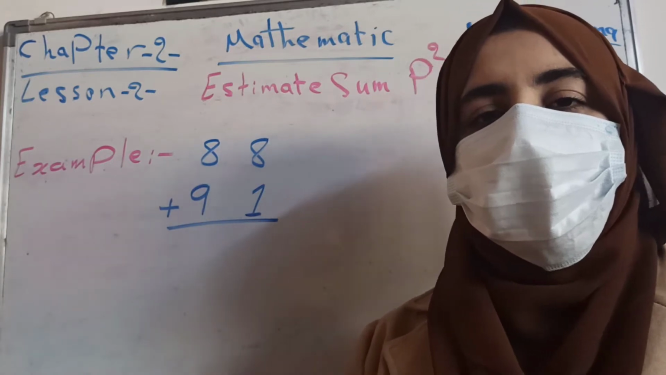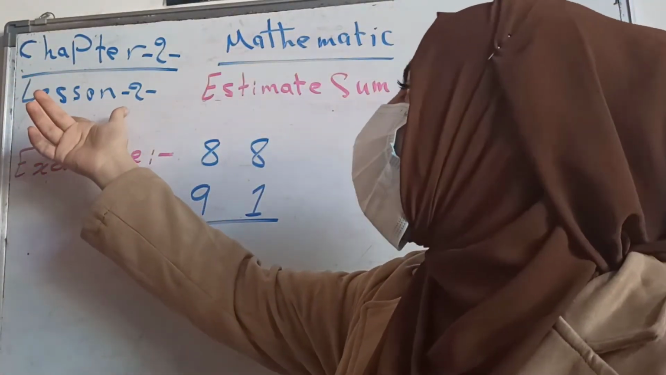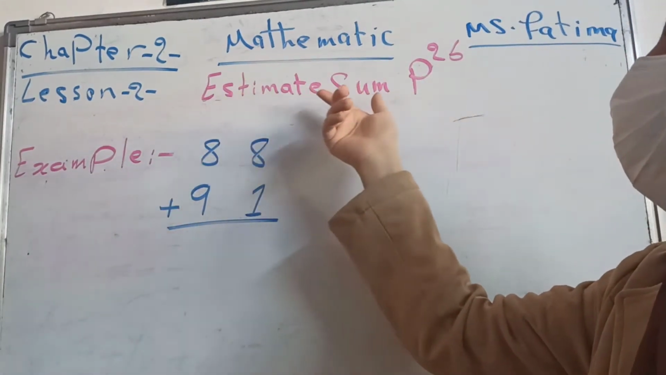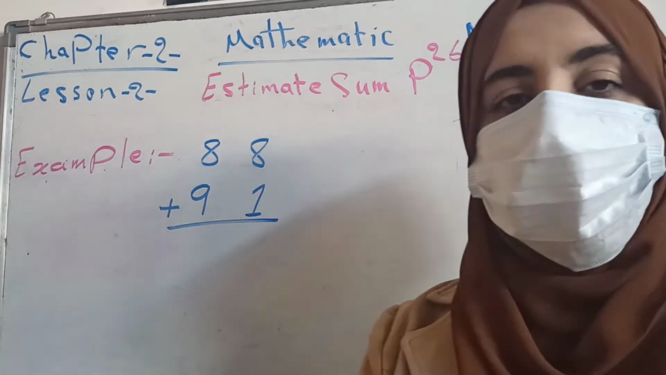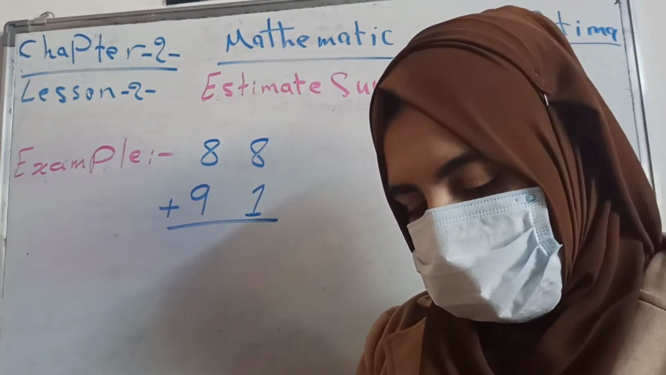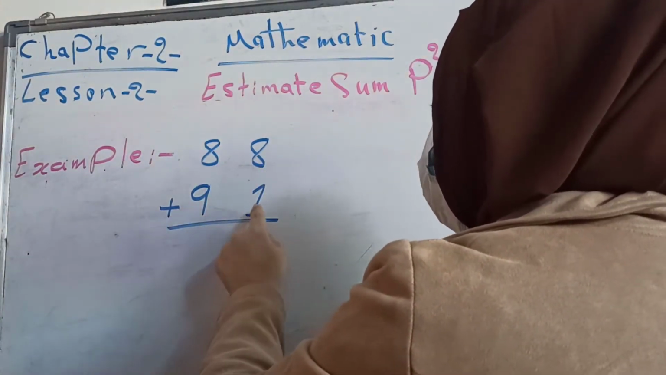Students, today we get to study a new lesson in chapter 2. It's lesson 2. At page 26 we get to study estimating sums, how we can solve a sum by estimate. After we solve this example, you will know how to do it. Students, we have 88 plus 91.